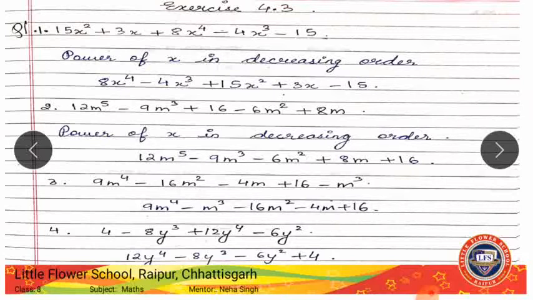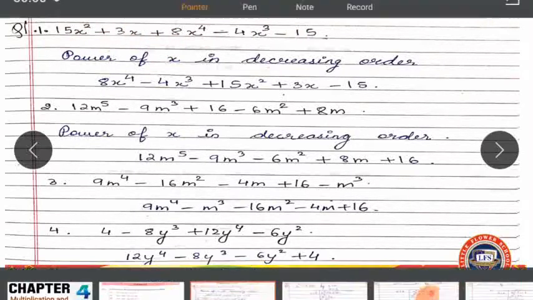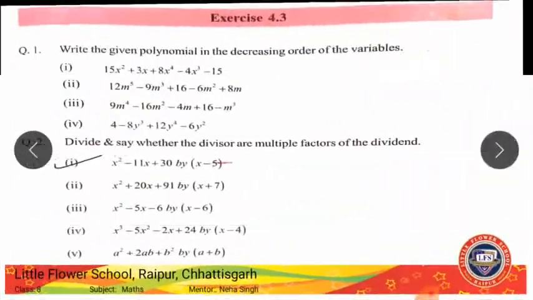Similarly the fourth one, we can see highest power is 12y power 4, then minus 8y cube minus 6y square and plus 4. So in the first question, we just had to arrange the power in the decreasing order of their variables. Variables are these, x cube, x square, right? So now let us see the second question.